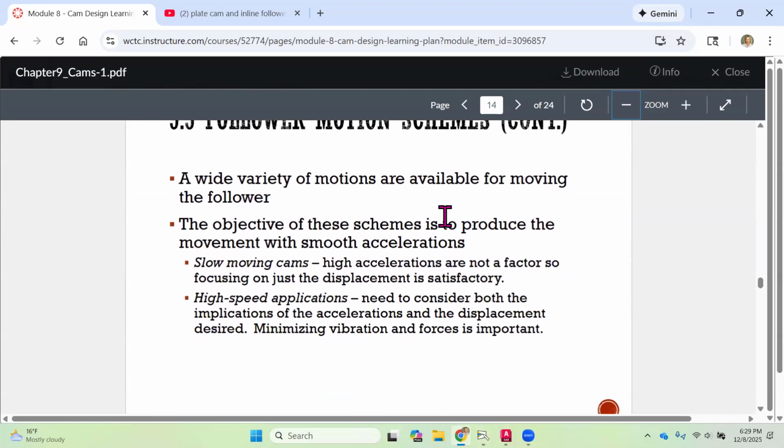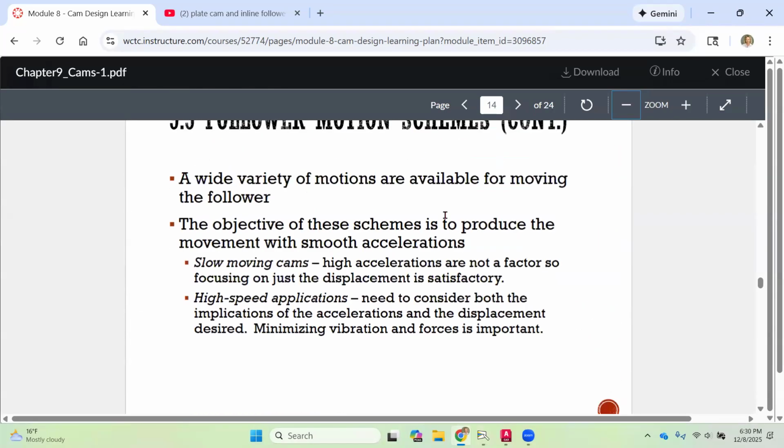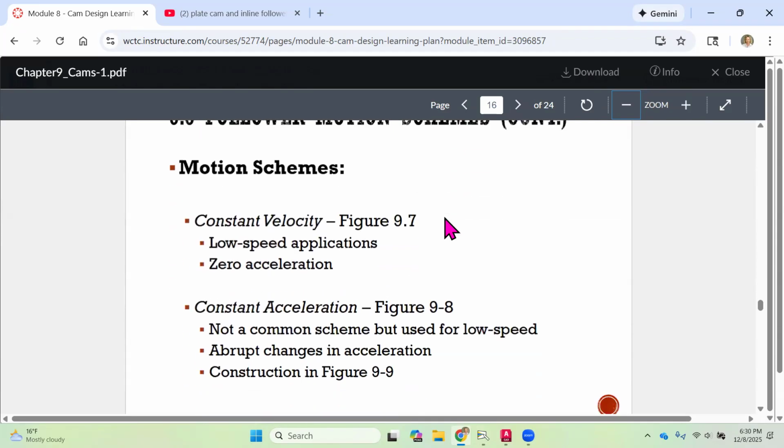So if we go... wide variety of motions. I'm going to jump right in. I think it makes sense to look at the first one. At the top of page 229, we are going to find the follower curves for constant velocity. That's the first type of motion scheme.